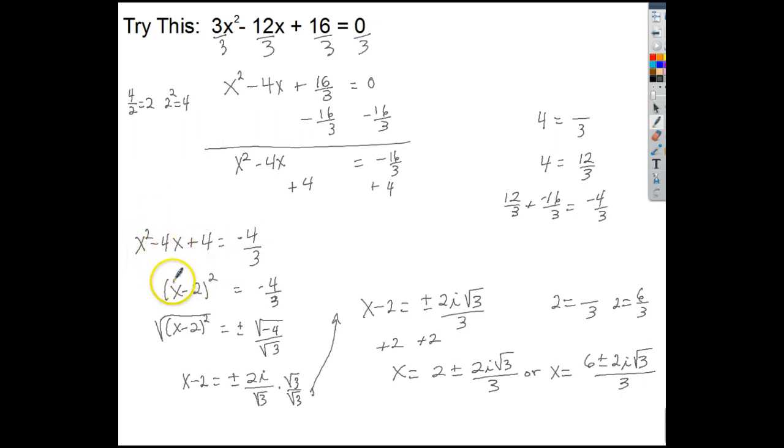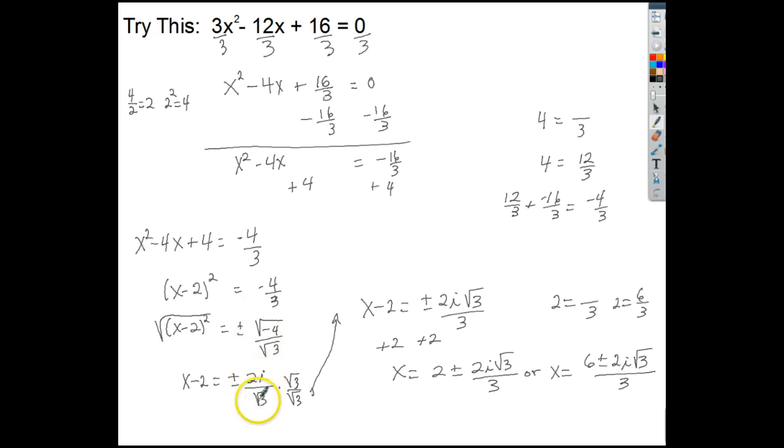Factoring the perfect square trinomial into the square of the binomial, it's going to be x minus half of this squared, or x minus 2 squared. We then take the square root of both sides, and I've done this: square root of negative 4 over square root of 3, and put the plus minus in. In the numerator, the negative comes out as i, the 4 comes out as 2. We have 2i over the square root of 3.